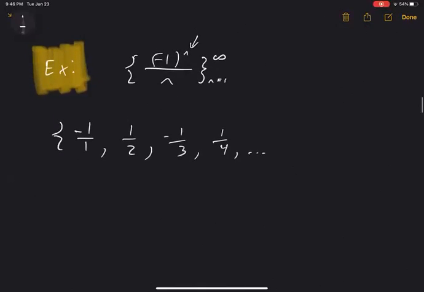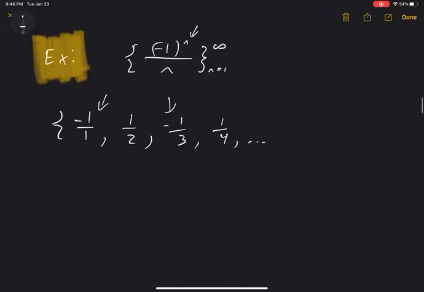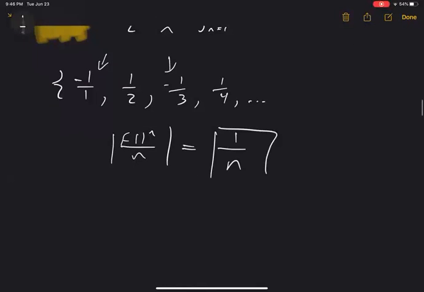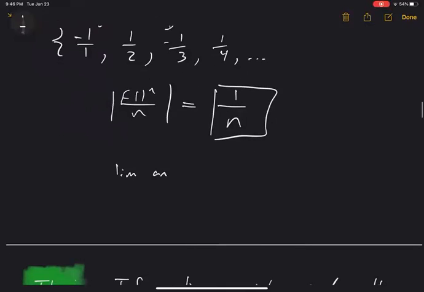What do I know about this sequence? Maybe it's confusing if I consider the alternating signs, but take the absolute value of this thing. What's the absolute value of -1 to the power n over n? All the negatives get turned positive, and what I end up with is just 1 over n. We know that the limit of this thing is 0, and this is the absolute value of (-1)^n over n. So since the absolute value goes to 0, the original sequence has to go to 0 as well.